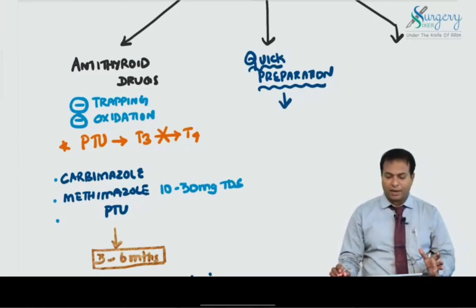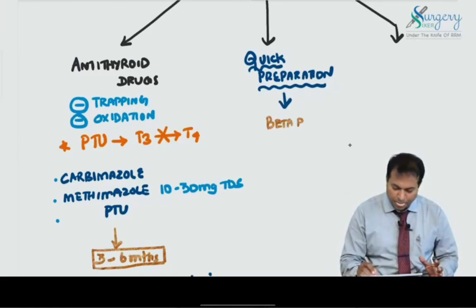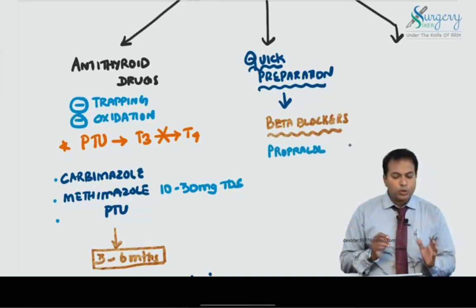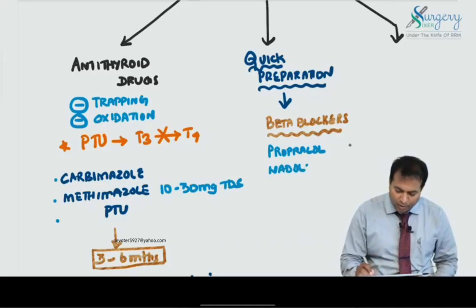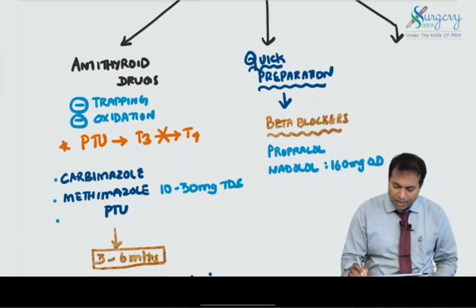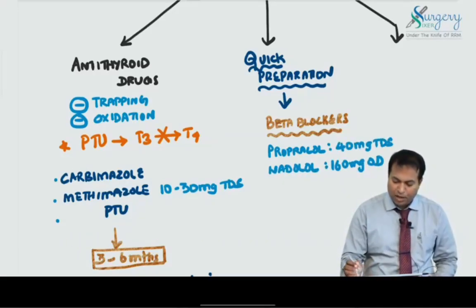In a quick preparation of thyroid, we have to give beta blockers. Beta blockers will be given for quick preparation, and the beta blocker usually used is propranolol, and now we are using nadolol. Long-acting nadolol 160 milligram OD dose is used now. Previously we were using 40 milligram TDS of propranolol. So please don't forget, propranolol and nadolol are the 2 drugs we are using.